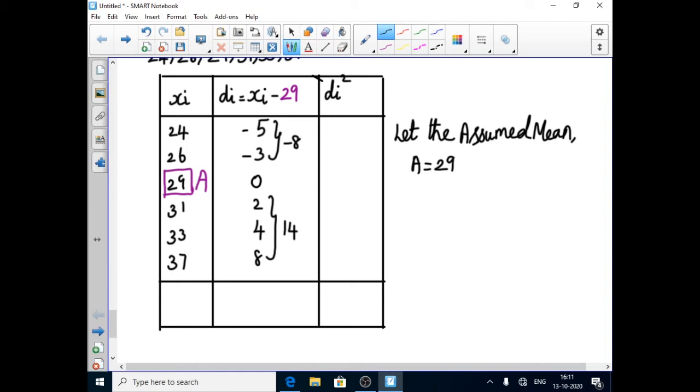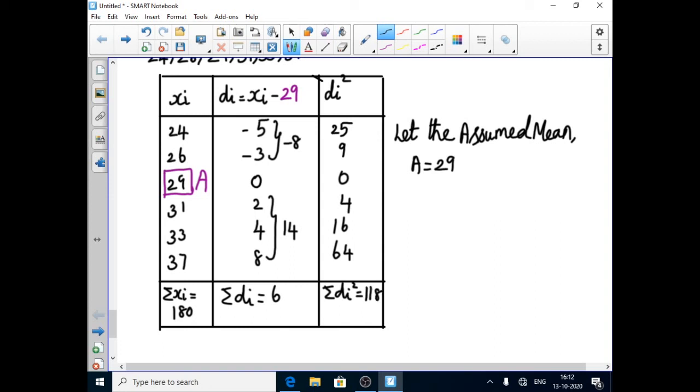Next, di square. 5 5s are 25. This is all positive only. 9, 0, 4, 4 4s are 16, 8 8s are 64. So you have to write sigma xi, if you add all these numbers, you will get 180. Sigma di equal to 6. Sigma di square equal to 180.